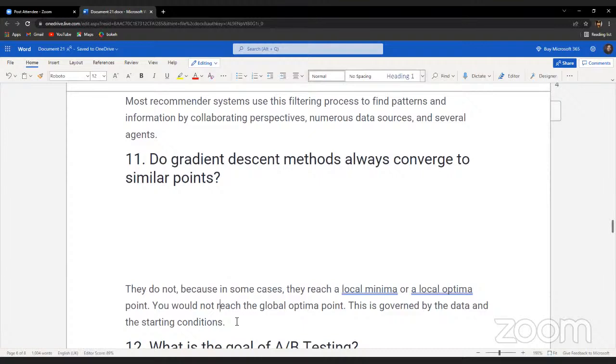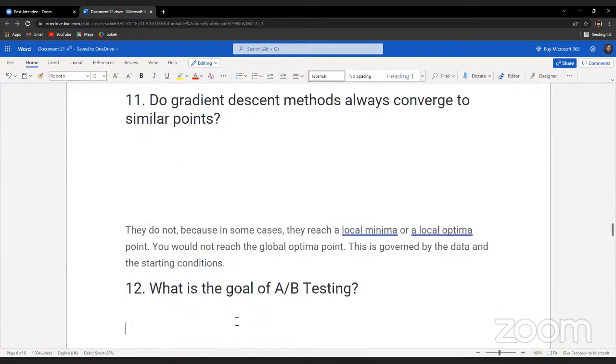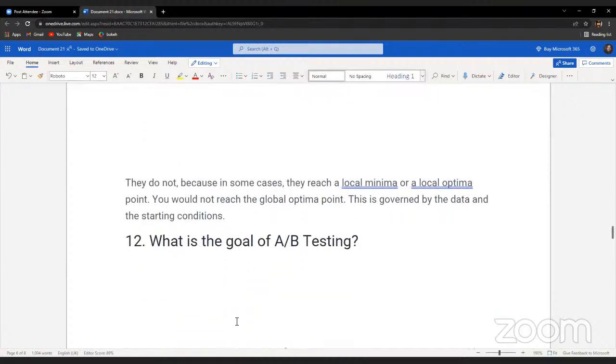Okay, so as we jump into the next question, what is the goal of A/B testing? What does this testing mean? If anyone knows the answer, ping me in the chat box and we'll discuss the answer within a minute. Yeah, Raghu, they won't converge, right? You're right.